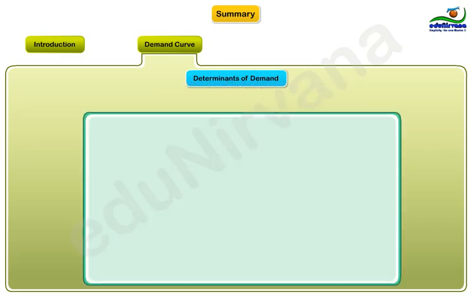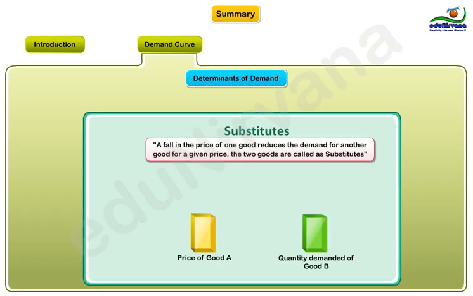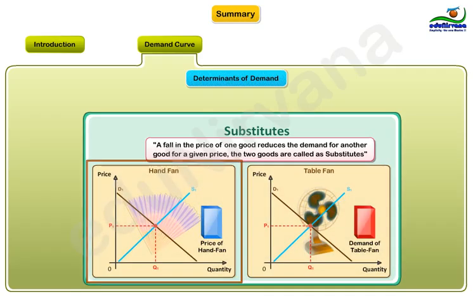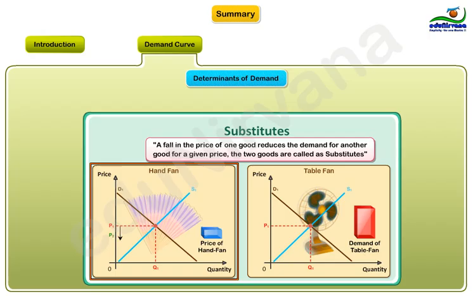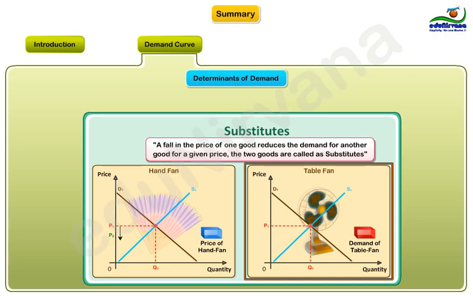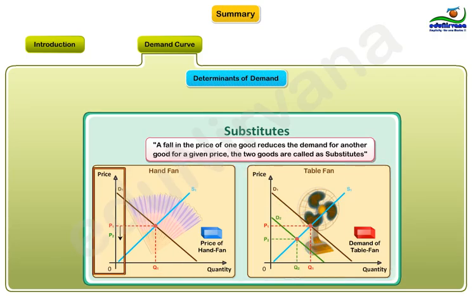Prices of related goods. Two categories were identified. Substitutes. When a fall in the price of one good reduces the demand for another good for a given price, the two goods are called substitutes. When the price of a substitute product declines, the demand for the main product declines too. That is, the demand for the main product shifts left if the price of the substitute product declines, and vice versa.